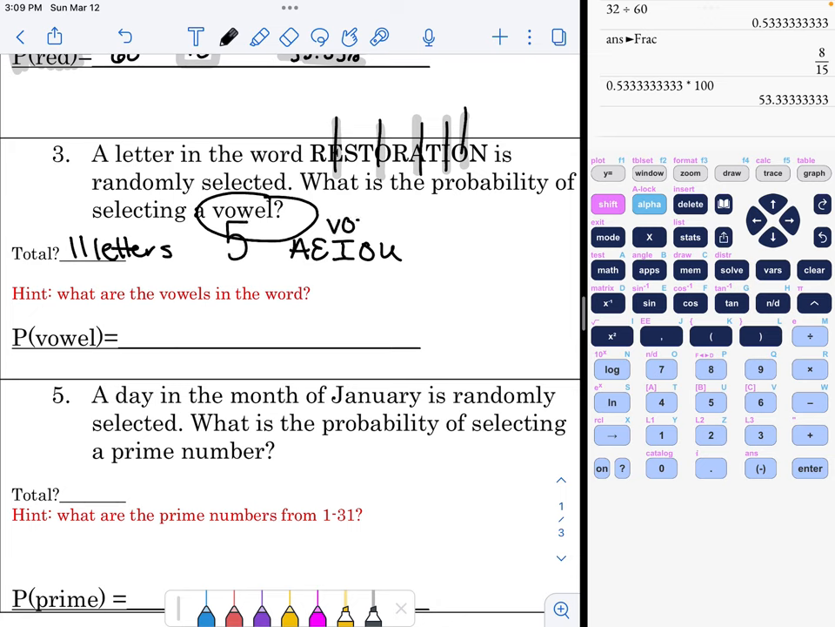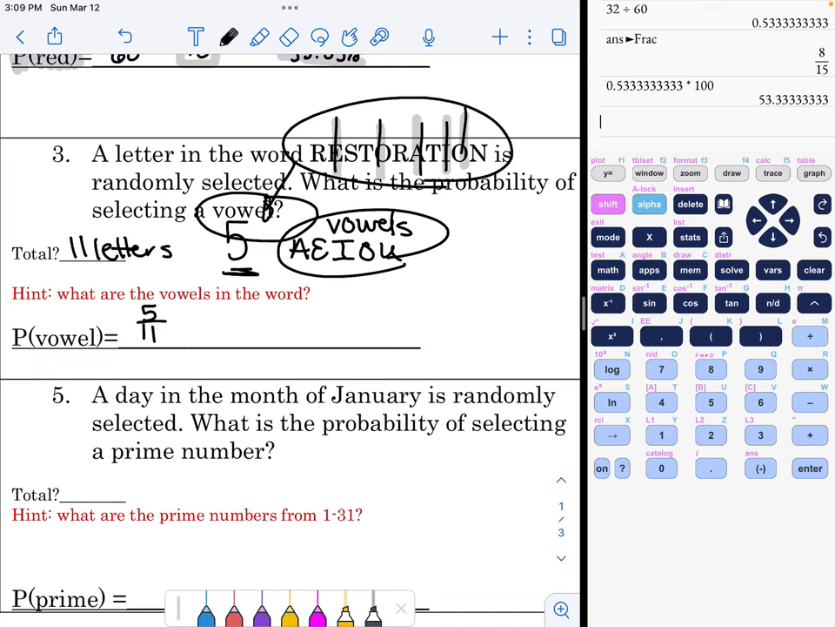These are all the vowels that exist in English, but there are 5 of them in our problem. Okay? So I have 5 out of 11. And it says, hint, what are the vowels in the word? It was E, O, A, I, and O.